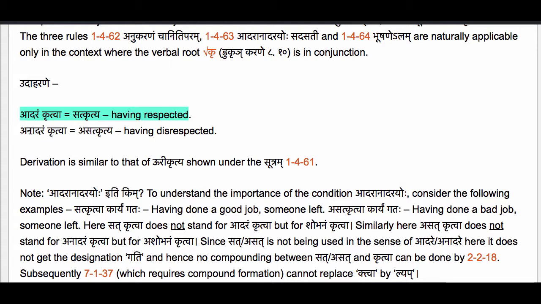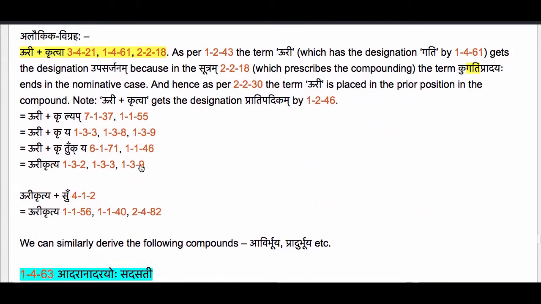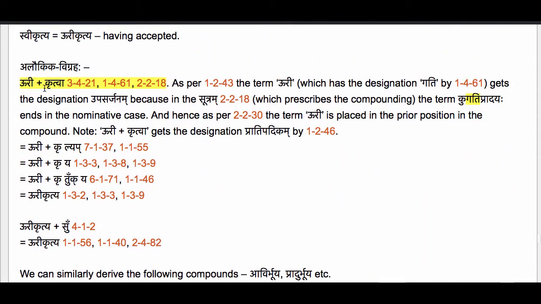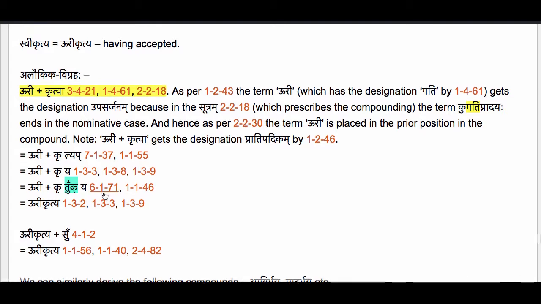Similarly, Anadaran Kritva equals Asatkritya, having disrespected. Derivation is quite straightforward. It follows the same steps as those we used when we derived the form Uri Kritya when we studied the Sutram 1461. So we don't have to go into that again. Compounding prescribed by the Sutram 2218 Kugati Pradayaha, which allows the Sutram 7137 Samase Nang Purve Ktvo Lyap to substitute Lyap in place of Ktva. Then the augment Tuk by the Sutram 6171 Rasasya Pitikriti Tuk. So all the same steps that we had when we derived Uri Kritya.